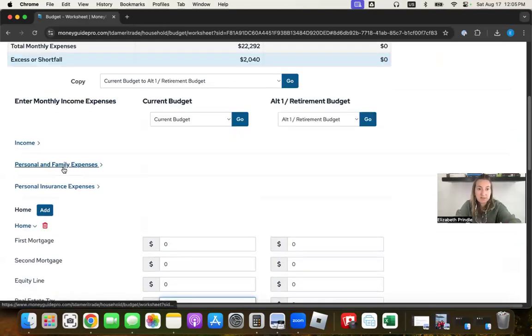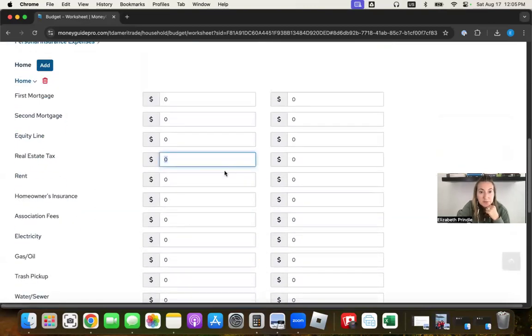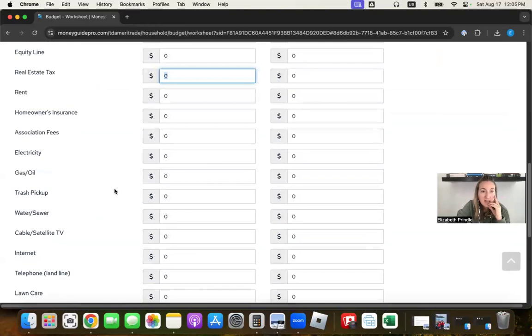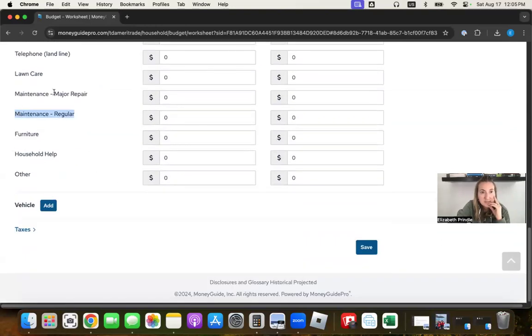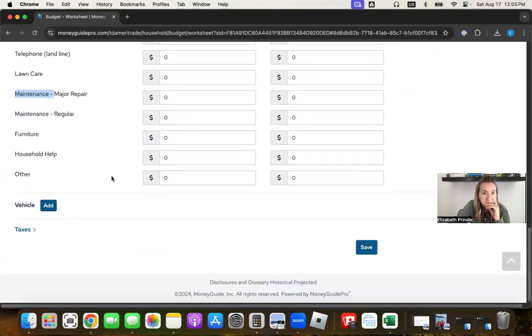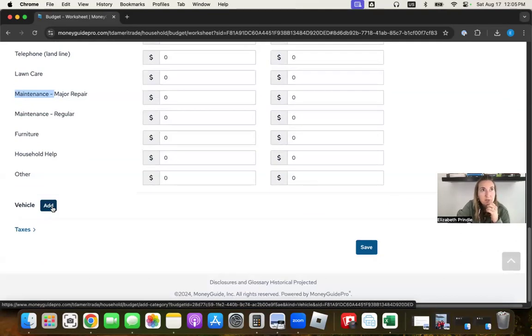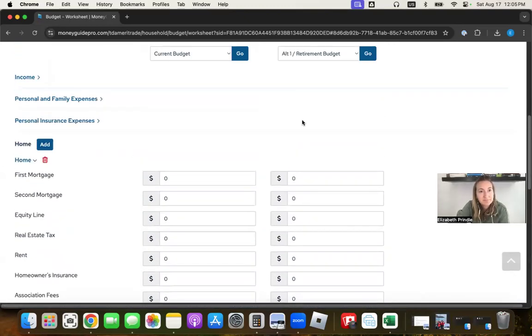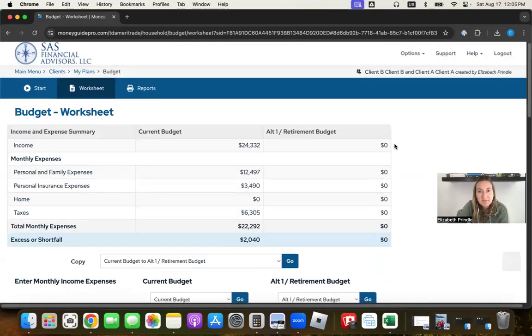Sometimes I put them up here in the personal and family expense, and I haven't broken them out separately in the home area. In this case, I'm going to. I don't like to because I can't customize these. So that's why I don't like to. Vehicle, debatable whether I want to add in there or not. In this case, I may, because I know they need a car, essentially.